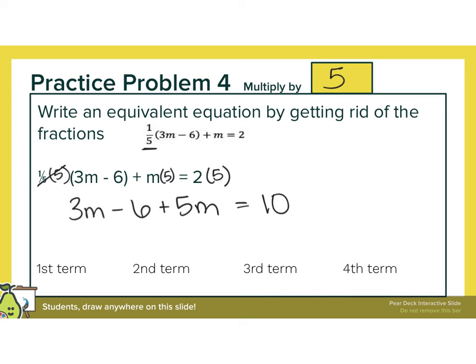So the first term is 3m. The second term is -6. The third term is 5m. And the last term is 10.